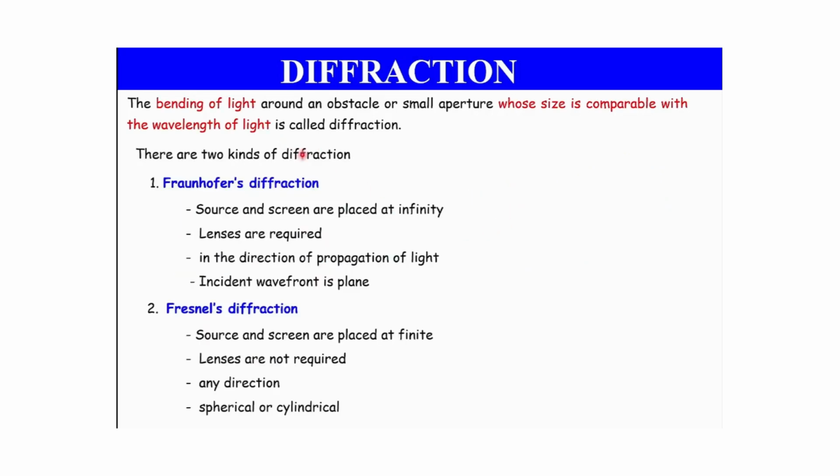Now this diffraction can be classified into two types. Number one is Fraunhofer diffraction and number two is Fresnel diffraction. To see Fresnel diffraction or Fraunhofer diffraction, we have to get one obstacle, one source and the screen. Now we can differentiate between Fraunhofer diffraction and Fresnel diffraction. First, we will discuss Fraunhofer diffraction.